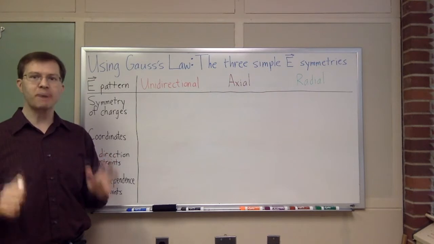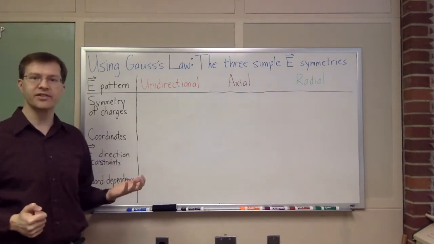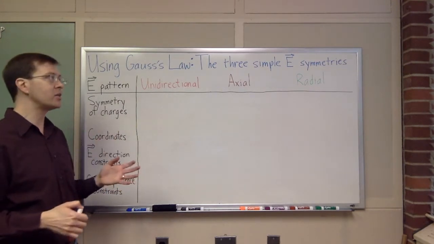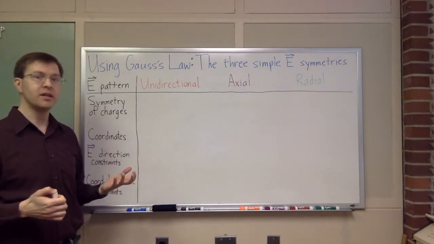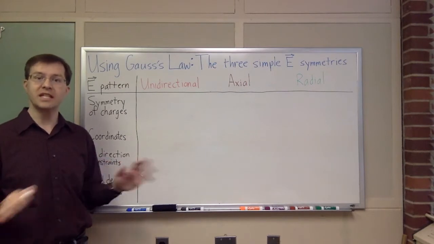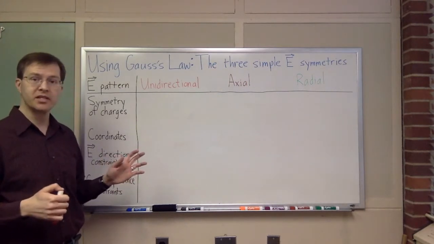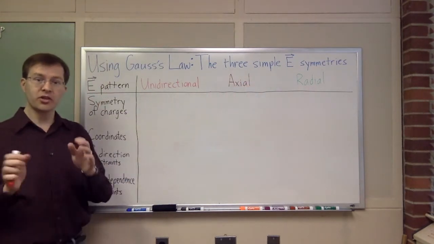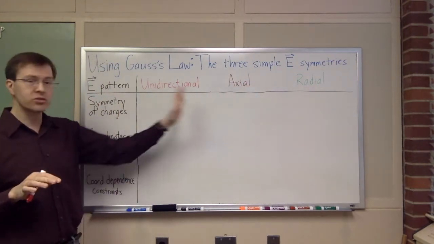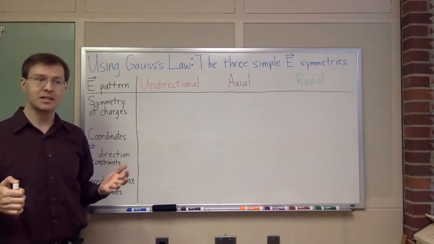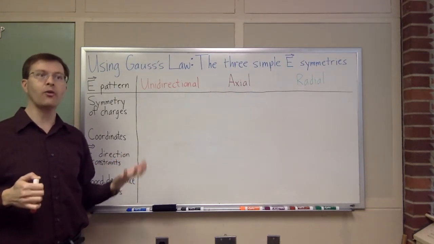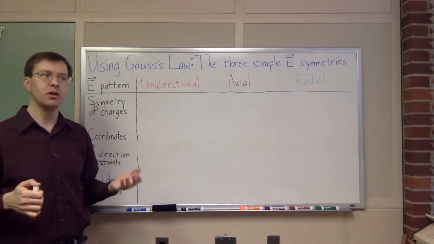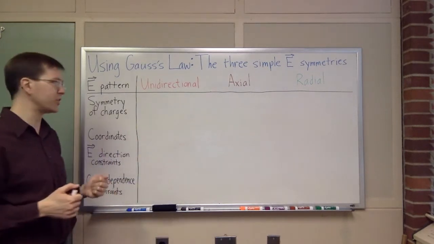But there are three special configurations of electric fields where the mathematics of Gauss's law simplifies enormously, and we can take advantage of Gauss's law to find the electric field in the easiest way you can imagine. Those three special cases are unidirectional, axial, and radial electric fields, which I'll define shortly. In those cases, Gauss's law becomes a powerful computational tool, not just in principle, but in practice, to figure out what those fields are.